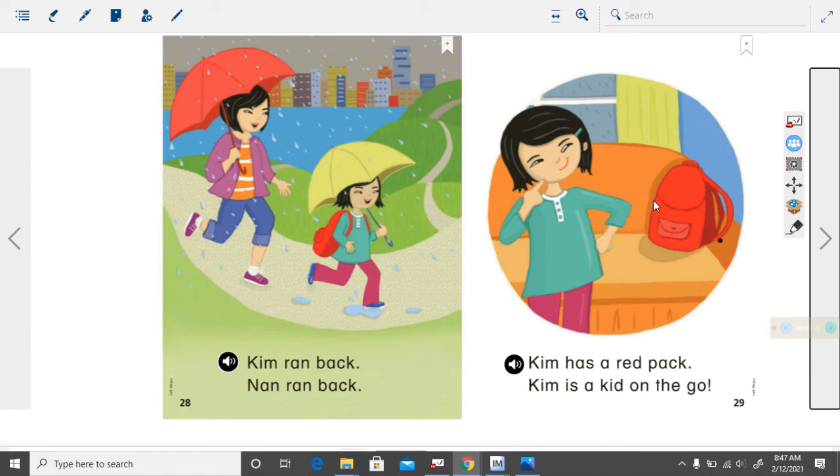Maybe she's trying to figure out, maybe it's thoughtful. I'm thinking she's trying to figure out her next adventure. It says Kim has a red pack. Kim is a kid on the go, and so she takes her red pack with her on her adventures. They just went on an adventure to the beach. Now she's trying to figure out, where am I going to go with my red pack on my next adventure?